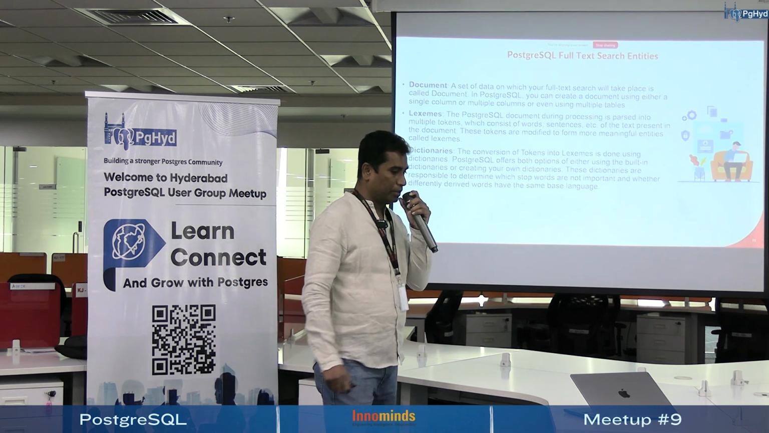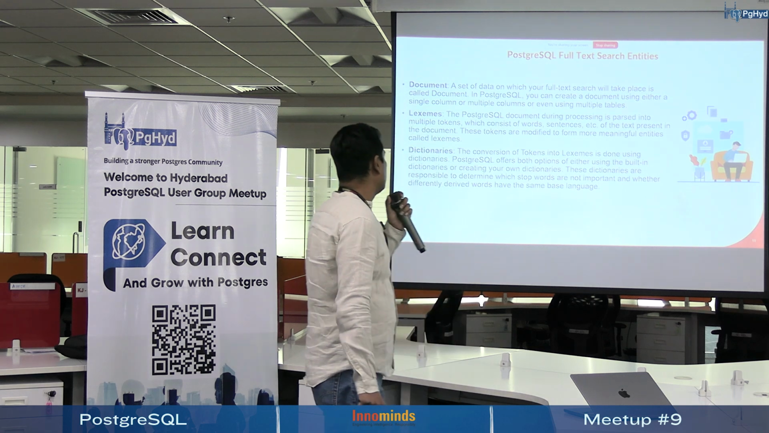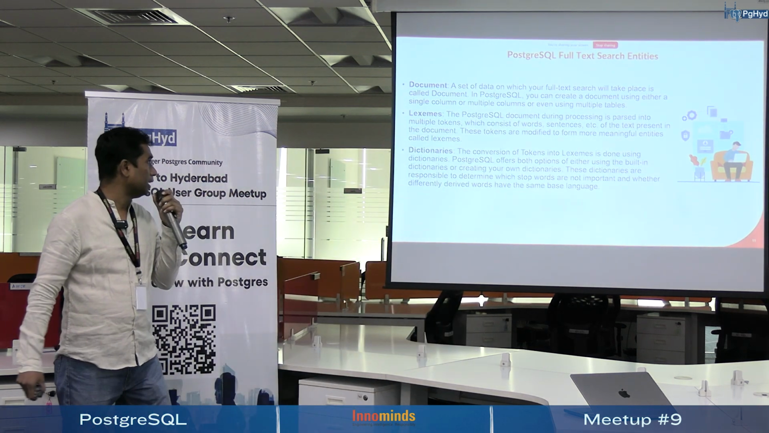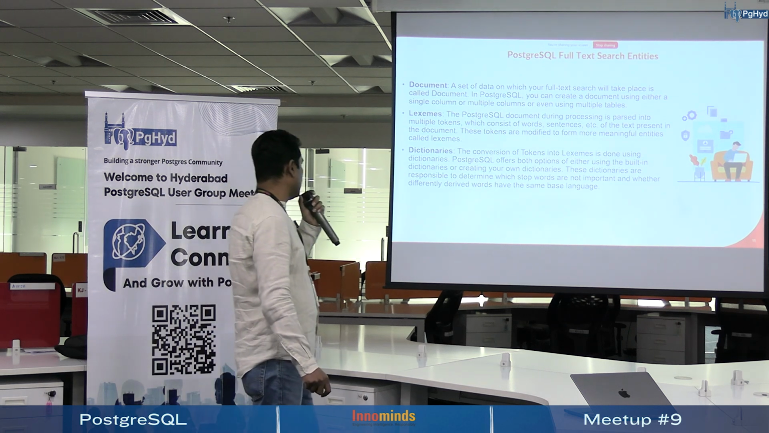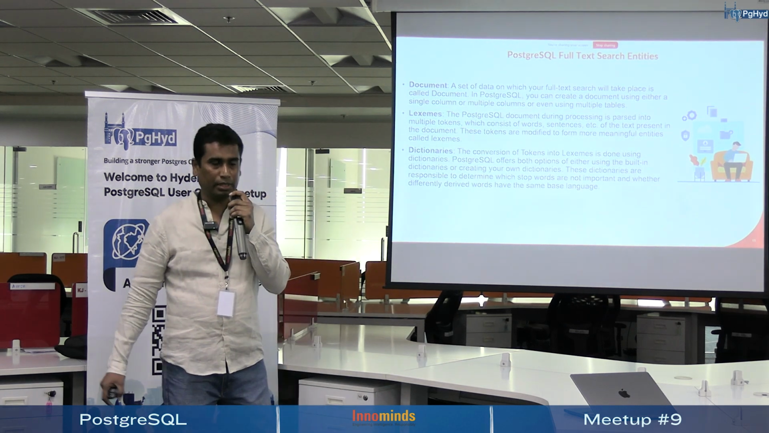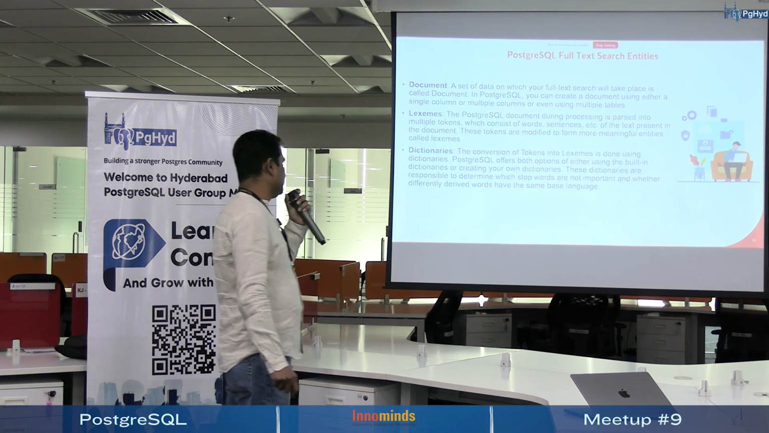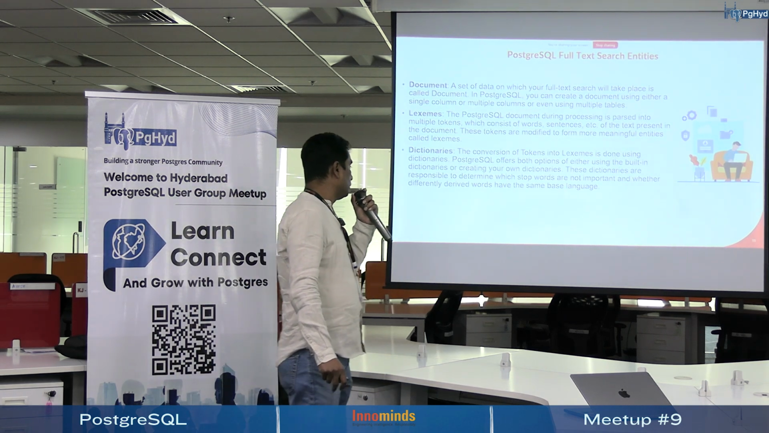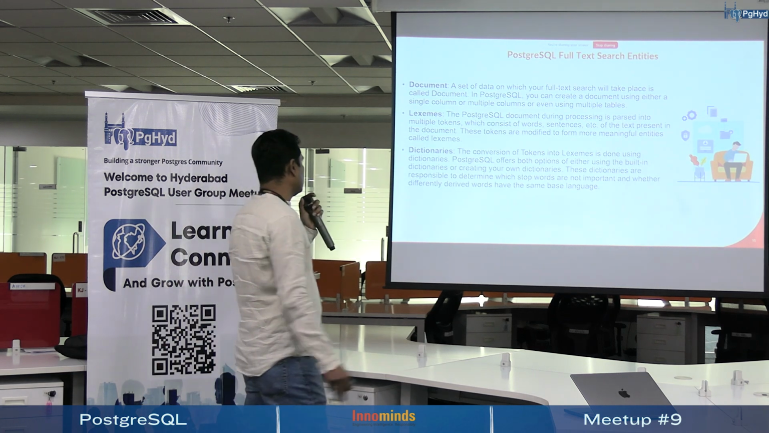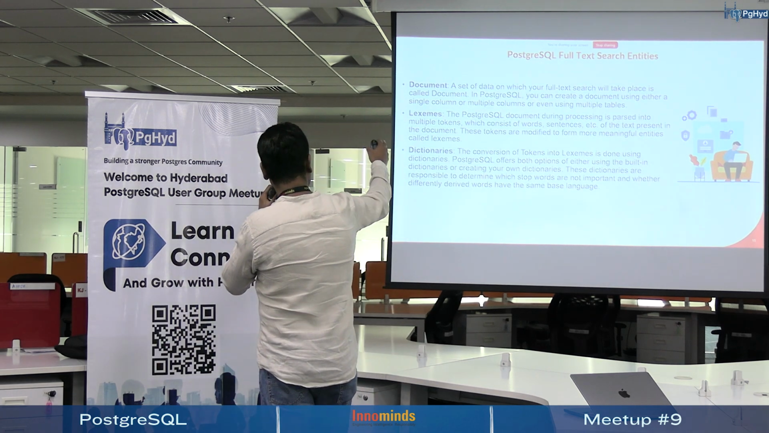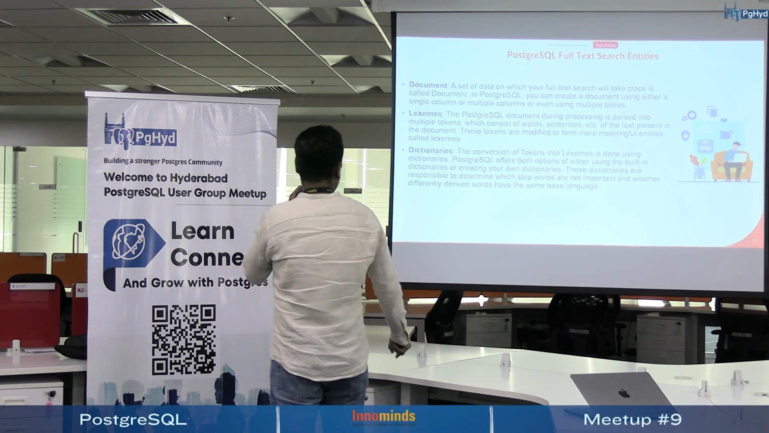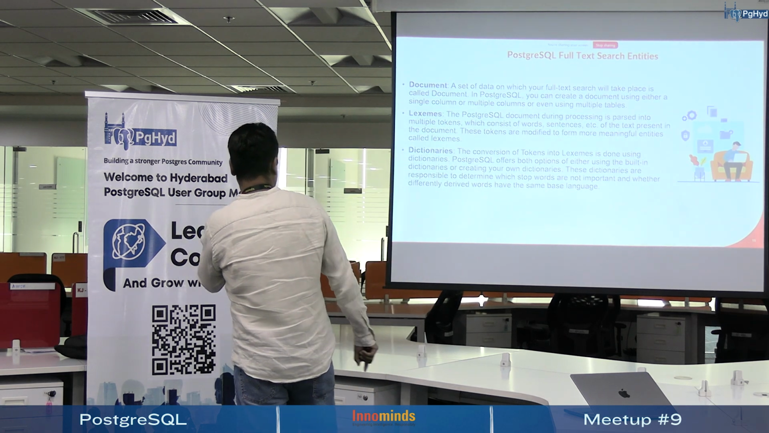Now coming to Postgres full text search, there are different entities. One is the document, another is the lexeme, which is a very important thing that I will explain, as well as dictionaries. First we will take the document. As mentioned here, a set of data on which your full text search takes place is called a document.